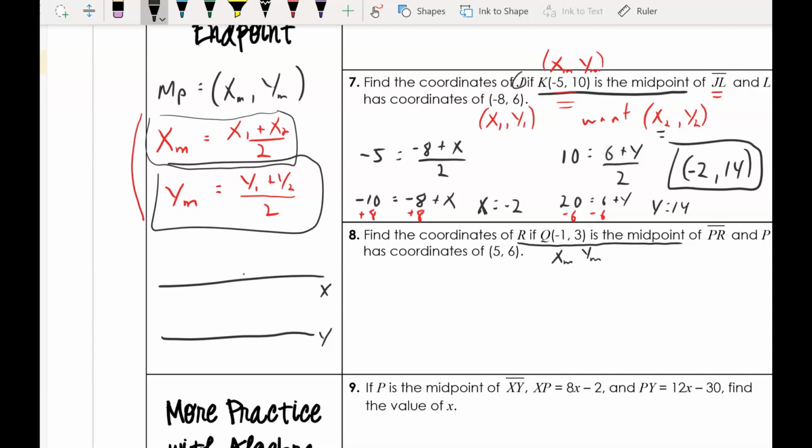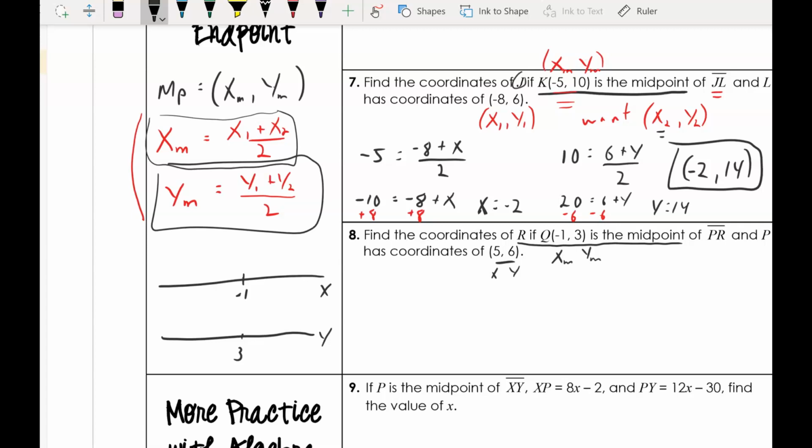Okay, so you're going to put the -1 here for the x, because that's the middle of the x's, and the 3 here for the y. All right, now we're looking at an endpoint here. This is going to be our x, y. This is one of the endpoints, right?